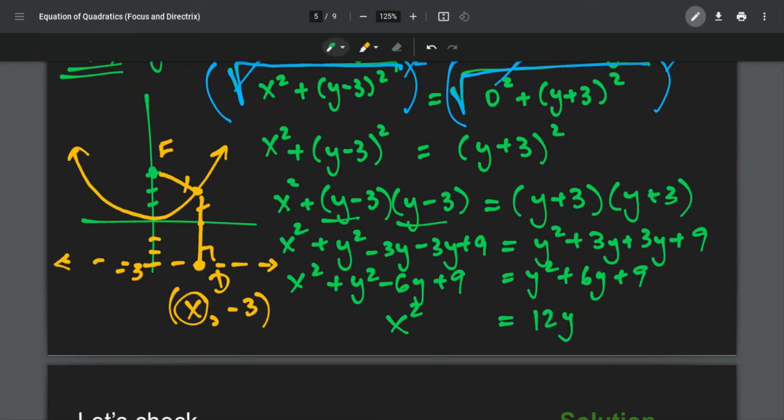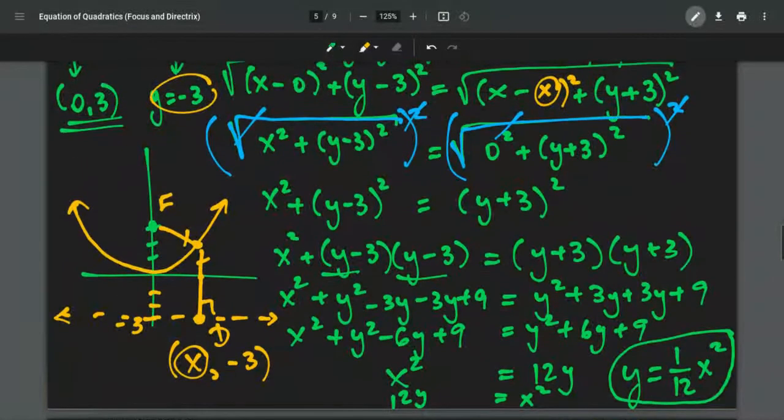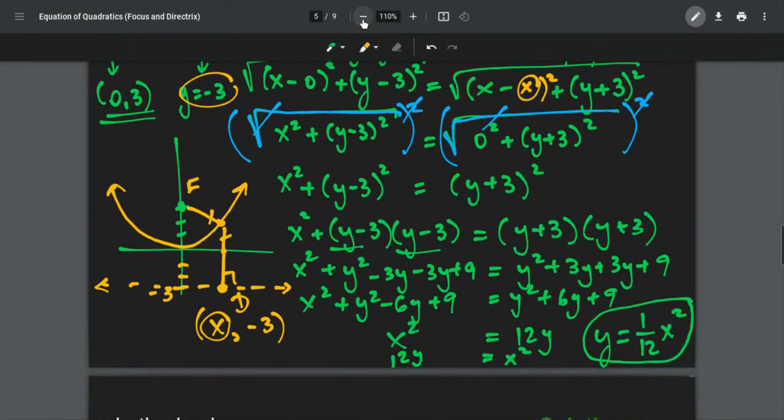Now, obviously, I can write, if I prefer, 12y equals x squared. Symmetric property there. Division by 12 is my last step. Okay? Y equals 1/12 x squared. Da, da, da, da. How do you like that? Are you happy now? That's a trick question.